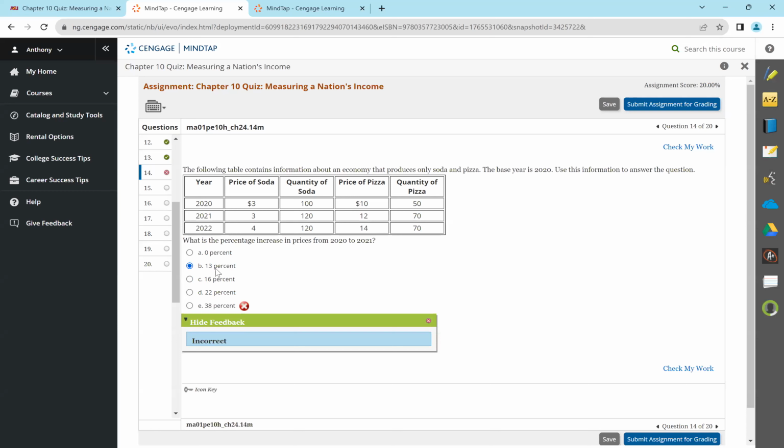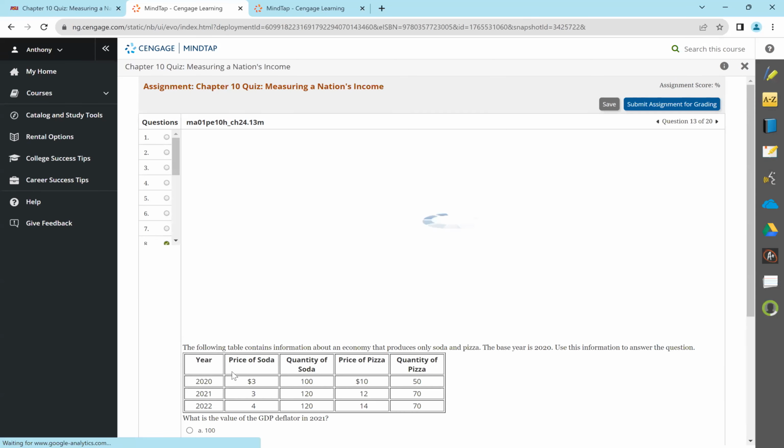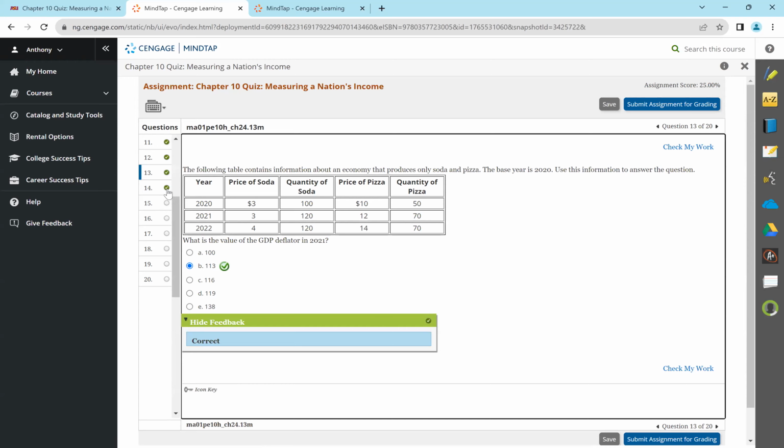I think it's 13%. I would just go try it. Okay, see, there it is. It's the same as 13. I was overthinking it. 13%. You can see they're exactly the same.